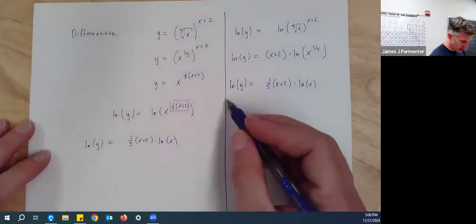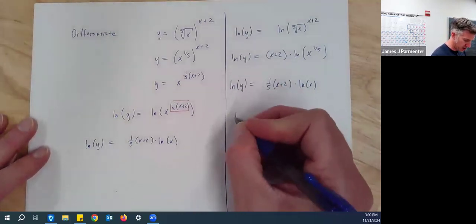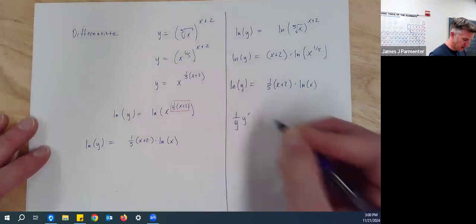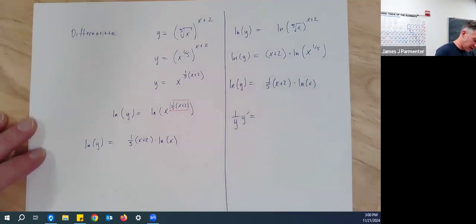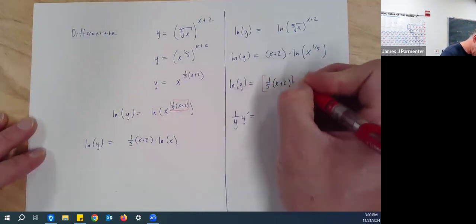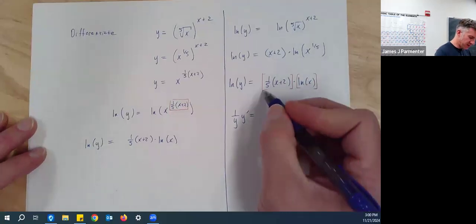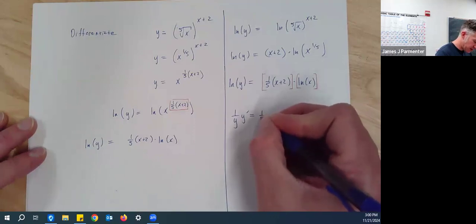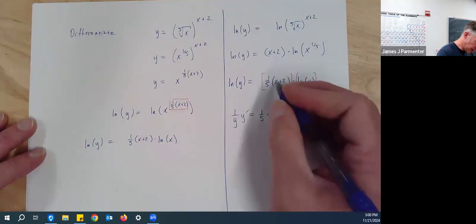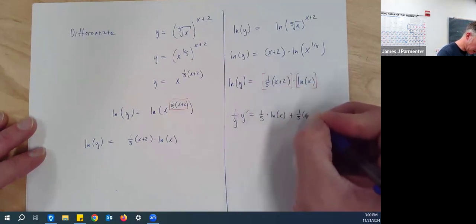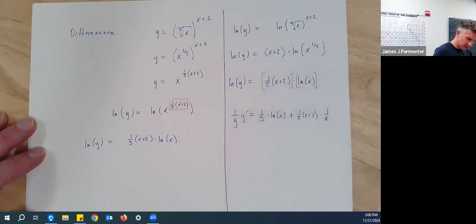Let's see here. So then we're going to differentiate both sides. As is usual, the derivative of the natural log of y is 1 over your stuff times the derivative of your stuff. And as is typical, on the right-hand side, you're going to get the product rule. Let's think of it as the product of this piece times this piece. The derivative of 1/5 times x plus 2 is just 1/5. And then we're leaving the natural log of x alone. And then we're going to leave the 1/5 times x plus 2 alone and multiply by the derivative of the natural log of x, which is 1 over x.